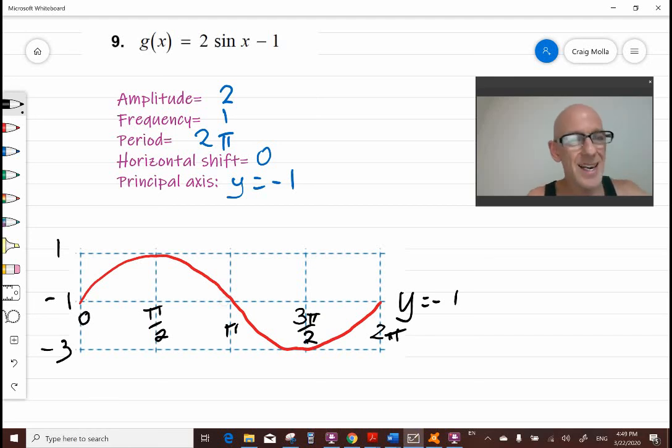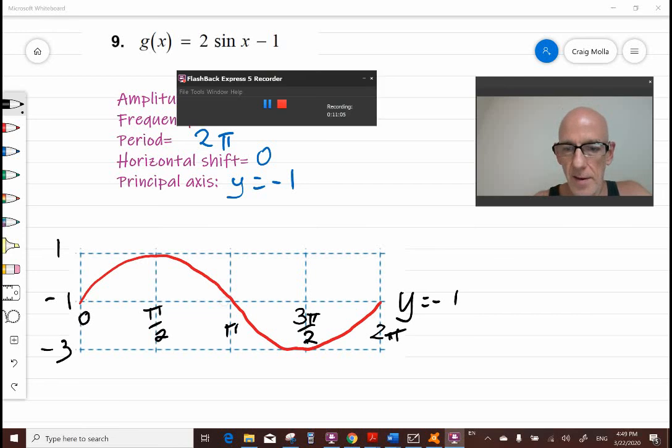Now, you're going to have a task to do where you're going to draw one with the horizontal shift. That will be the interesting one, and that will be submitted in the post-lesson check-in. Thank you very much.